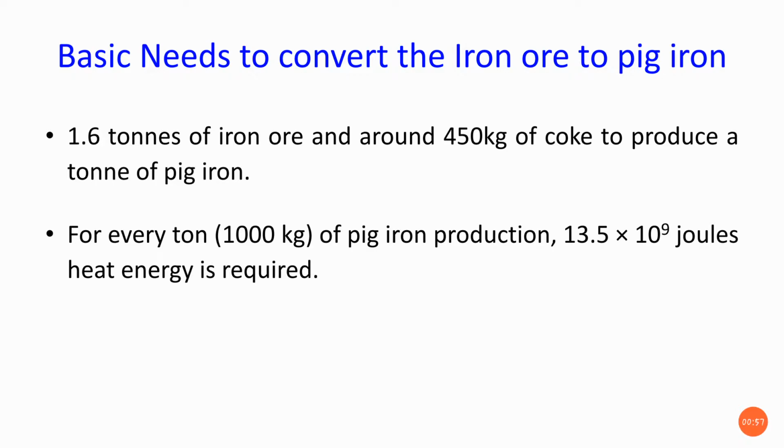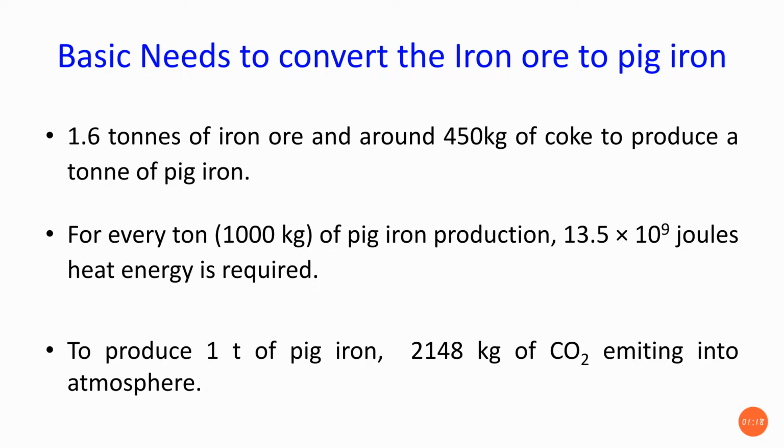For the conversion of these raw materials, 1.6 tons of iron ore and 450 kgs of coke, 13.5 into 10 to the power of 9 joules of heat energy is required. We are using a lot of ingredients for this. In this process, for 1 ton of pig iron, the estimate is that 2148 kgs of CO2 is emitted into the atmosphere. This may be in the form of flue gases or solid particles which are segregated at the bottom of the furnace.